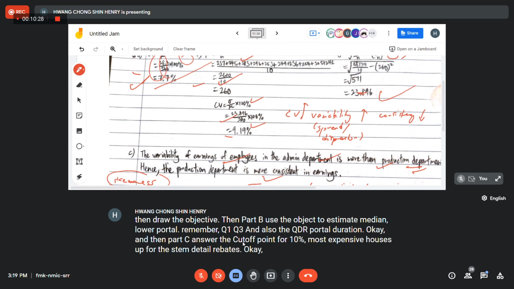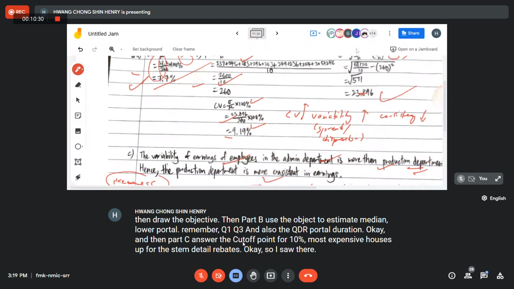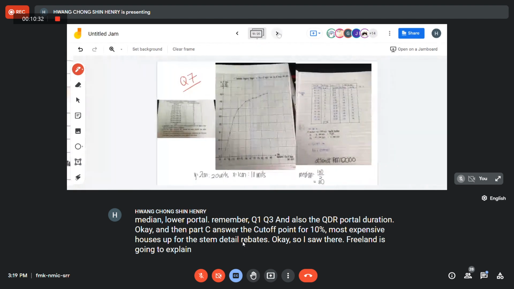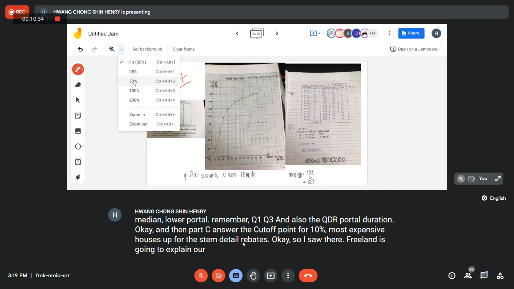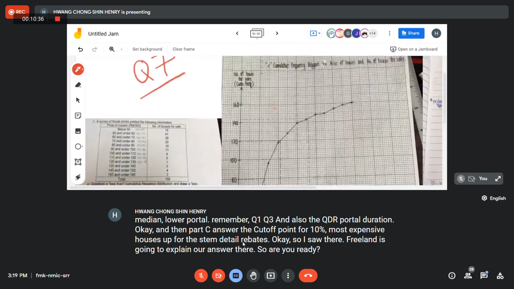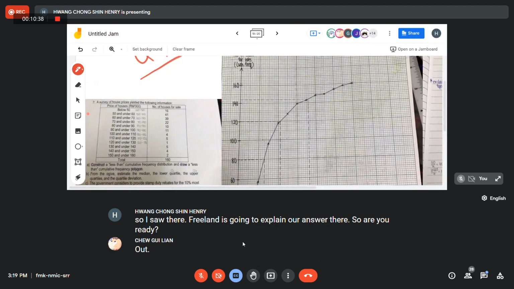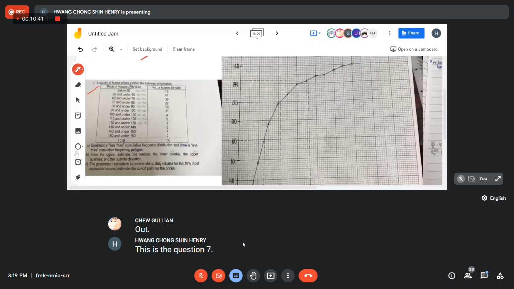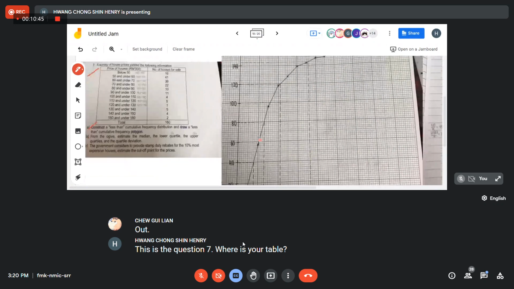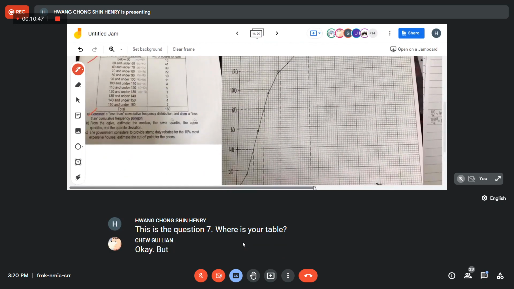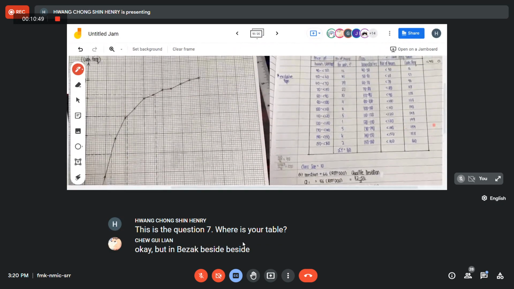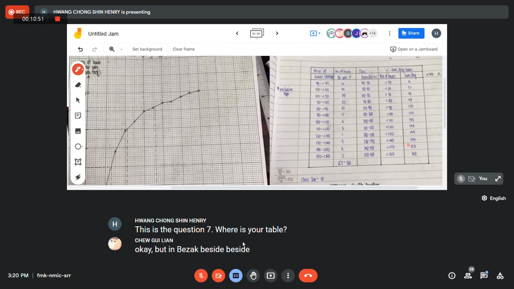Okay, and then part C, answer the cut-off point for 10% most expensive houses for the stamp duty rebates. Okay, so the answers are there. Wilan is going to explain our answer there. So are you ready? This is the question 7. Where is your table? Table in beside. Here. This one.